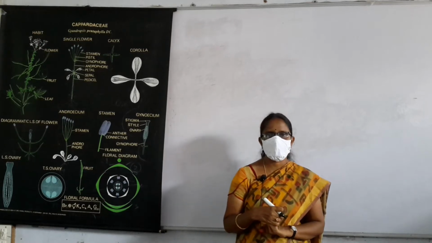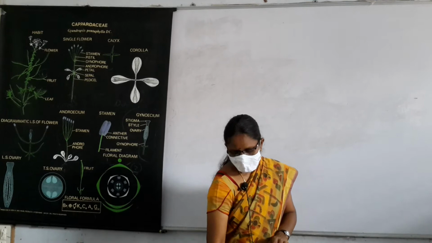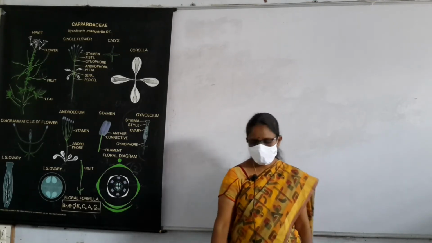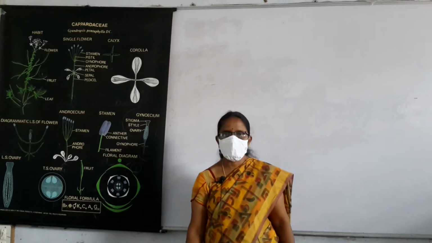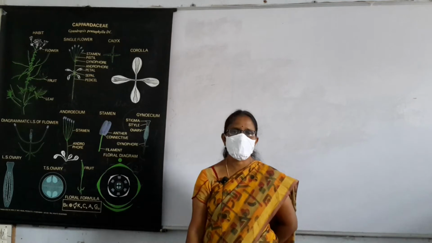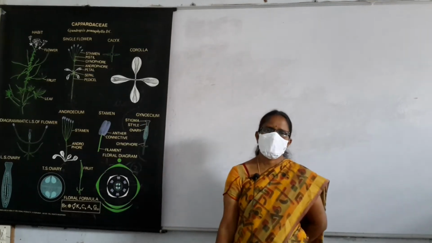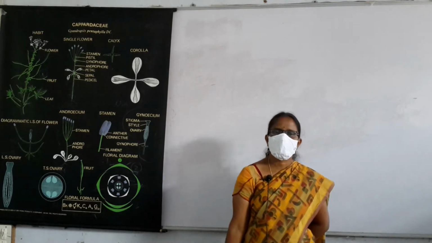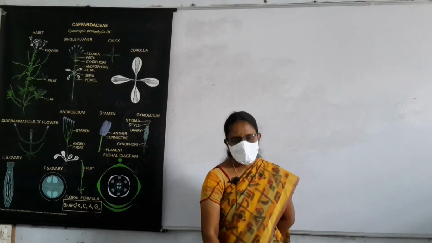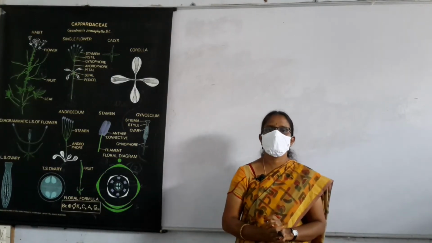Examples of the Capparidaceae family are Cleome viscosa, Cleome gynandra, Cadaba trifoliata, Cadaba indica, and Gynandropsis, different types of examples. The habitat of the family is mostly mesophytes and small plants, herbs and shrubs. Only Crateva is a medium tree.